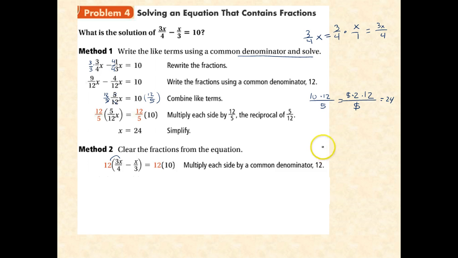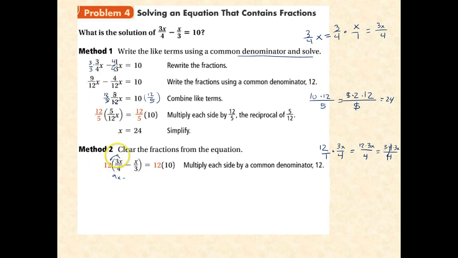12 times 3x over 4, that's 12 over 1 times 3x over 4. But that is 12 times 3x over 1 times 4. But I know that 12 happens to be 3 times 4. So 3 times 4 times 3x over 4. And 4 divided by 4 is 1. So 3 times 3x is 9x. So this is going to be 9x.